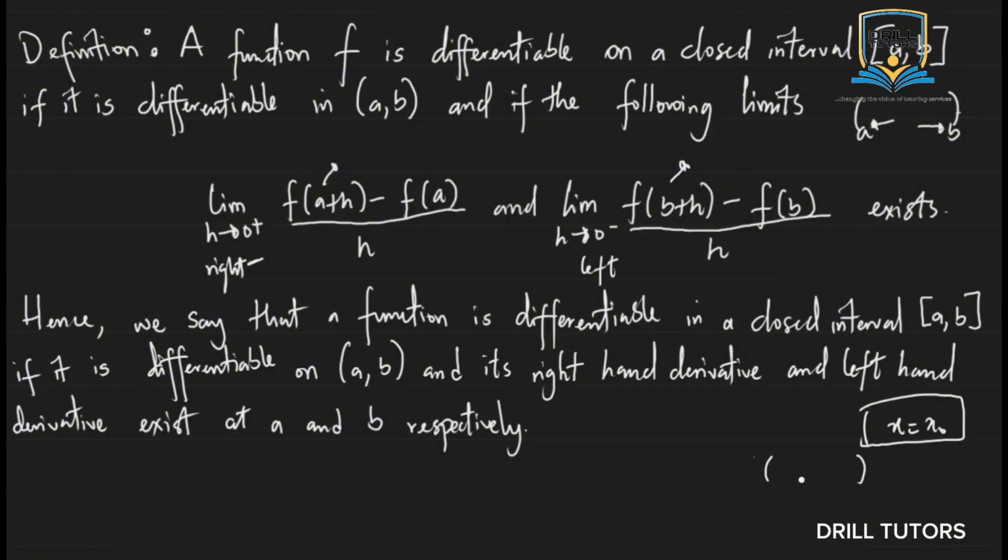So what do you need to check? You need to check what is happening with the limits approaching a from the right, the limit of values approaching a from the right, and then what is happening when the values are approaching b from the left. If you confirm that those limits exist, then you are saying the function is differentiable in that interval. Let's solve some questions to deepen your knowledge.